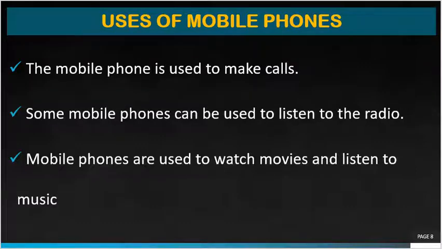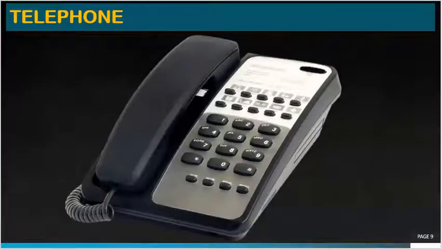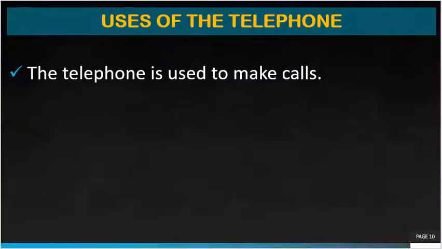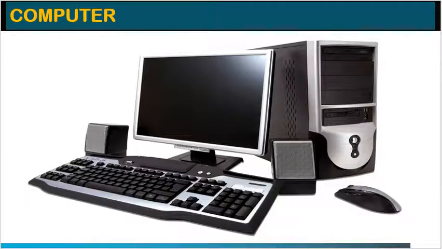Now the next one, we talk about the telephone. We said the telephone is also another device that is used to send and receive information. The main use of the telephone is for making calls. Now the next device is the computer. We can also use the computer to send and receive information. Let's have a look at some of the uses of the computer.